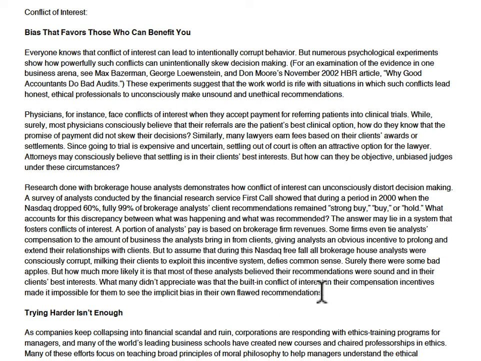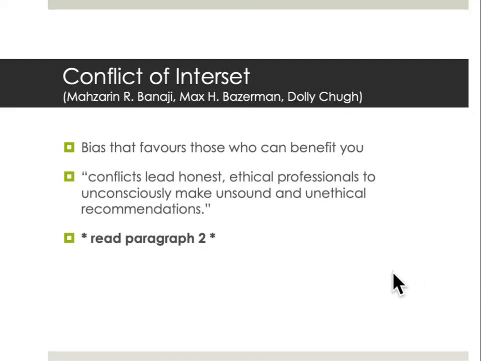Similarly, many lawyers earn fees based on their clients' awards or settlements. Since going to trial is so expensive and uncertain, settling out of court is often an attractive option for the lawyer. Attorneys may consciously believe that settling is in their client's best interests, but how can they be objective, unbiased judges under these circumstances? Right?